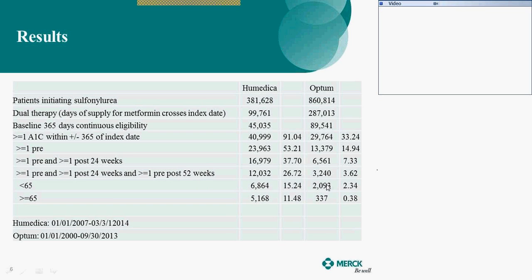An interesting thing is that Humedica, as I mentioned before, may include a broad range of age population. So among the most restricted criteria, we have about 7,000 patients who are younger than 65 years old, and about 5,000 who are 65 or older, so it's basically half and half. However, for Optum, most of them are younger than 65 years old, and only a few are 65 or older.